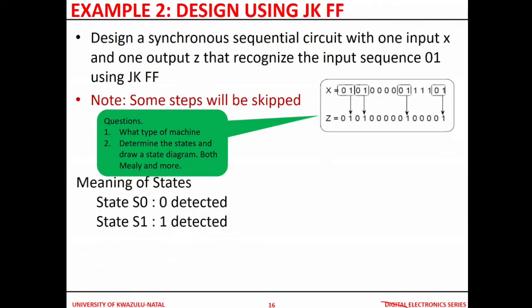So for those who have finished, you must tell me the meaning of your state. Most of you have told me. State 0 is 0 detected. State 1 is 1 detected. Those ones who are struggling, you've been given the meaning of the states. Can you finish the state diagram? Yeah, it is a Mealy machine. Okay, finish the state diagram. A Mealy machine is one where, when immediately the input changes, the output also changes. Yes.